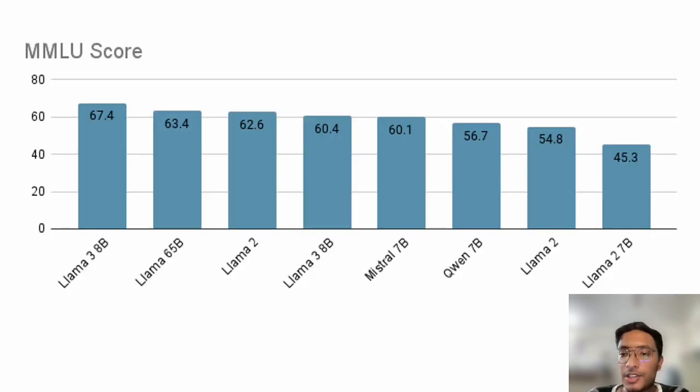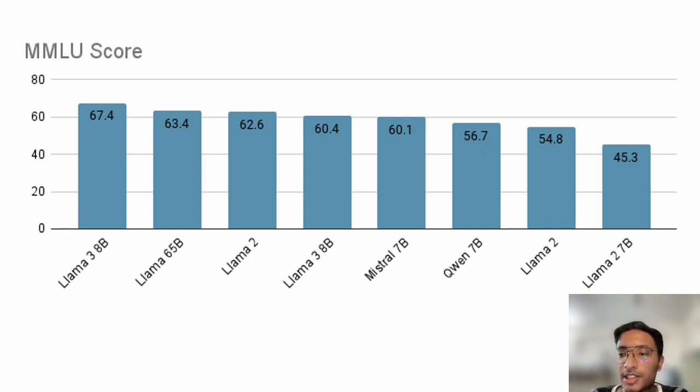The MMLU benchmark results provide valuable insights into the performance of state-of-the-art large language models across a wide range of challenging tasks. Among the centralized models evaluated by Meta, the Llama 3 8 billion model achieved the highest score of 67.4%, closely followed by the Llama 65B at 63.4% and Llama 2 34 billion at 62.6%.